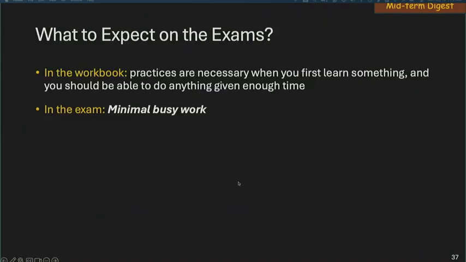All right. So I want to tell you a little bit about the distinction between workbook and exam. In the workbook, we have all kinds of questions, going from some very busy work, let's say applying Boolean algebra, like finding the minimum expression from a large function. I'm afraid that those are necessary when it's the first time that you're learning a topic, and I want to give you a bit of practice. But in the exam, there's minimal busy work. The workload is very minimum.